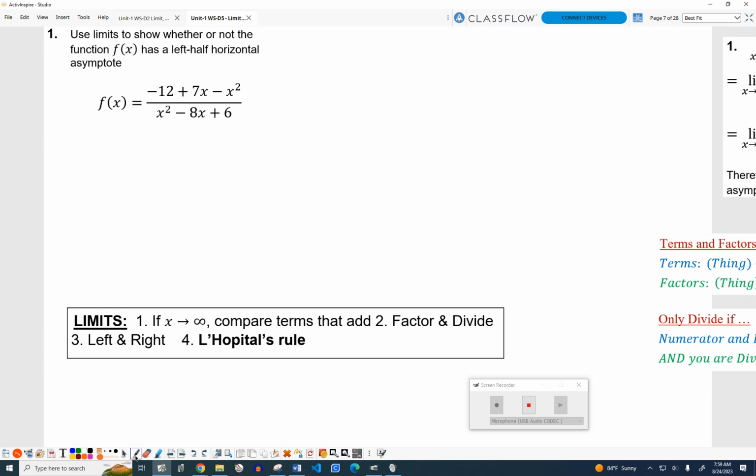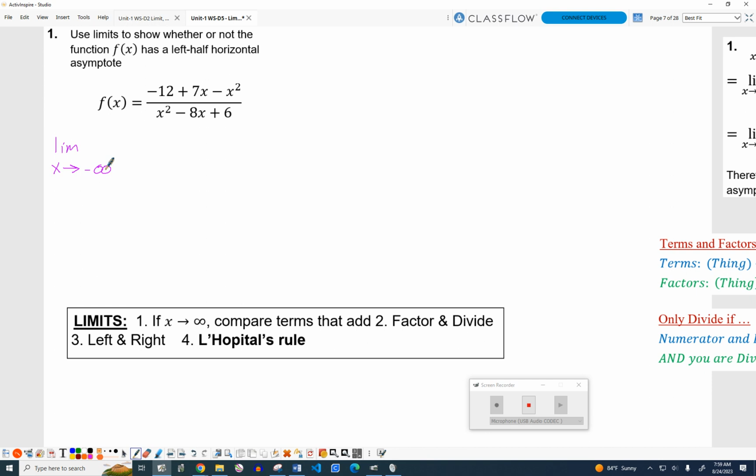We're going to find the limit as x approaches. Now, new this time, different than we've done. Because we're looking for a left-hand horizontal asymptote, left half, that means we need to think of x values that grow forever negatively. So we are going to specify that x is approaching negative infinity, like that.